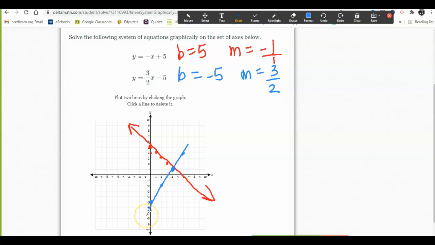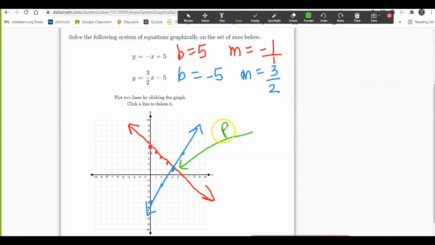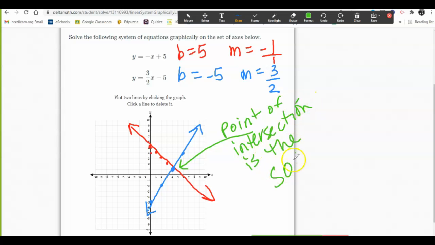You know you're doing it correctly if they perfectly overlap at a single point. The single point is your actual answer to the problem. That point of intersection is the solution.